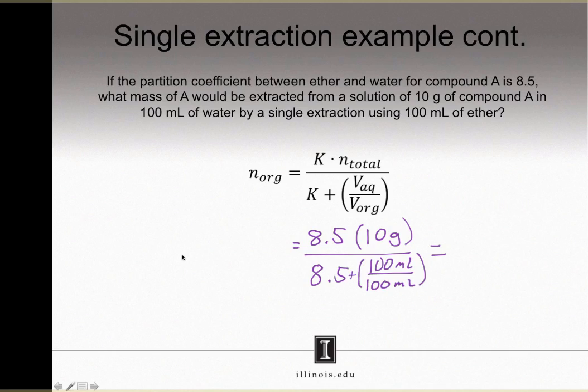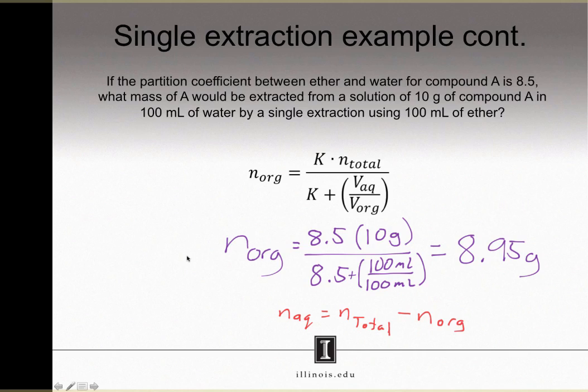to give me a value of 8.95 grams in the organic layer. Pretty simple. Key points in this example. 1 is recognizing what each of these variables mean. 2 was recognizing that I can replace N_aq with N_total minus N_org, allowing me to use all of the information in this question to solve for N_org.